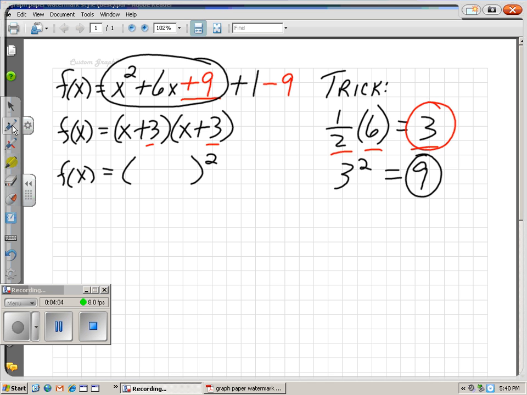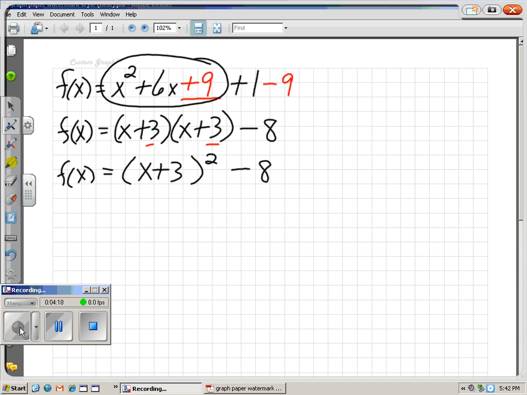All right, out here on the end, I have plus 1 minus 9. Put those together, that gives me a minus 8. X plus 3 times another x plus 3 can be written as x plus 3 squared, and I still have a minus 8 on the end.